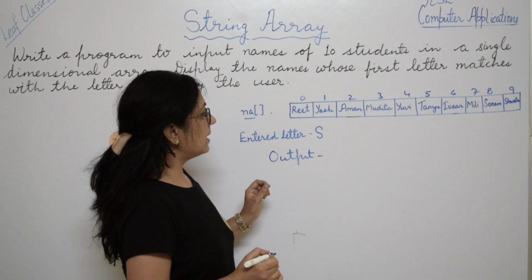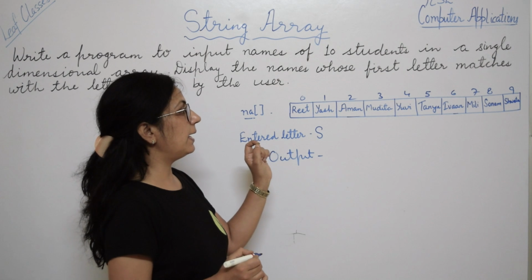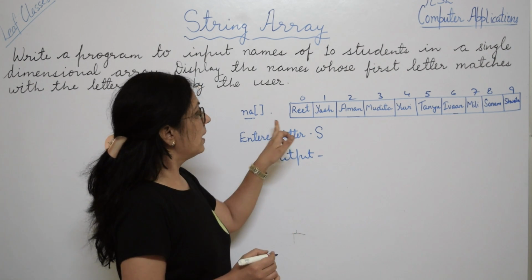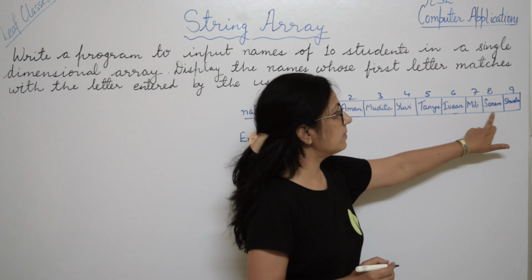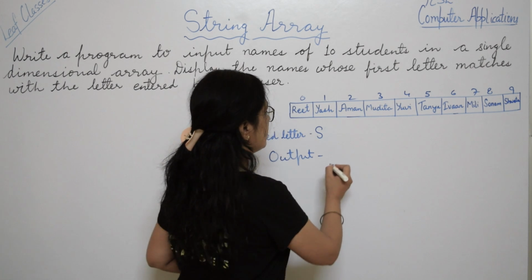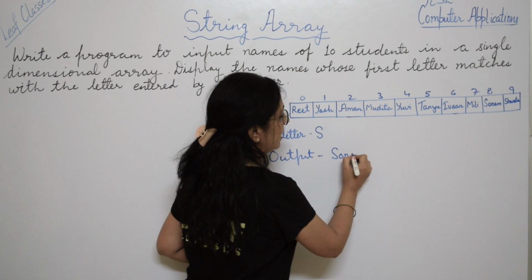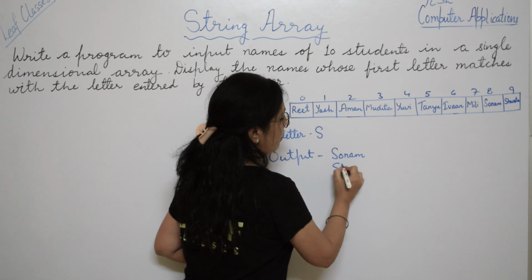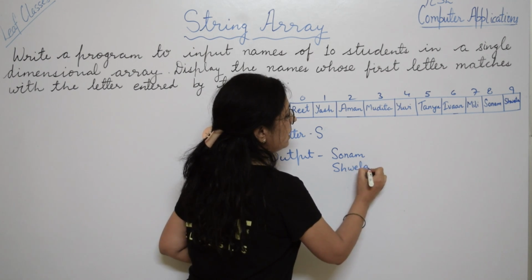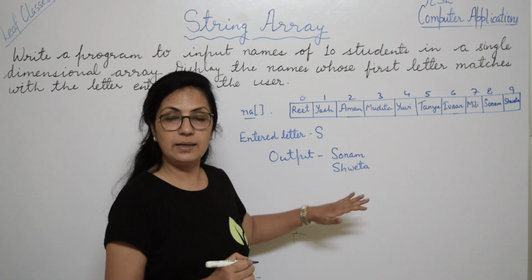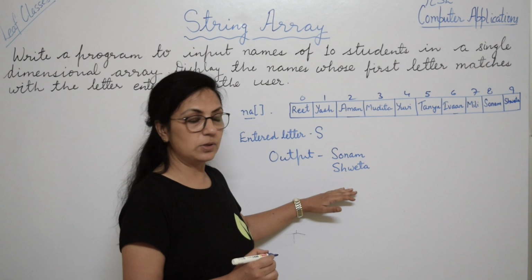Now in that case, what we have to display, what should be the sample output? If you check all these names, only these last two names are starting with letter S. So here Sonam and Shweta, these will be the values, right? This will be your sample output.